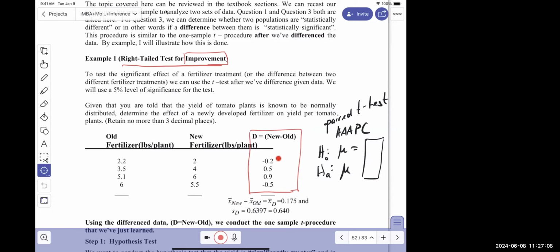Some of them are negative though, see? But they should be greater than zero. Against this is zero, and this is greater than zero. So that is what you're testing. Does that make sense?